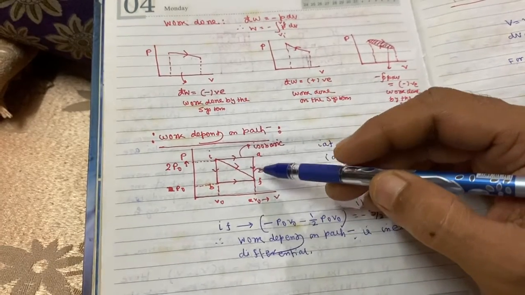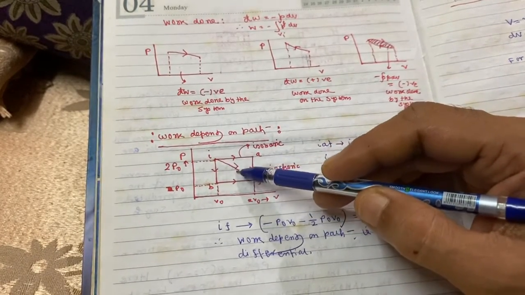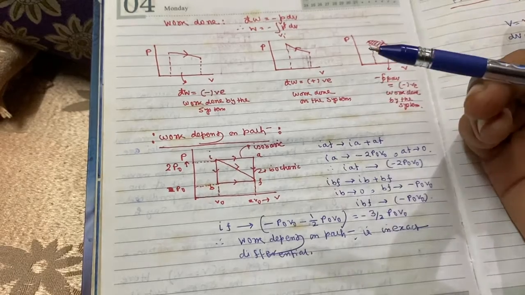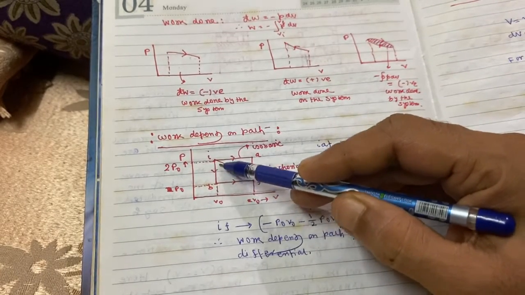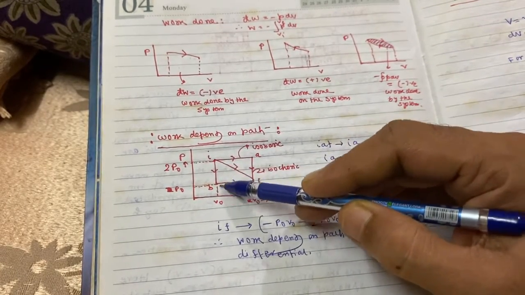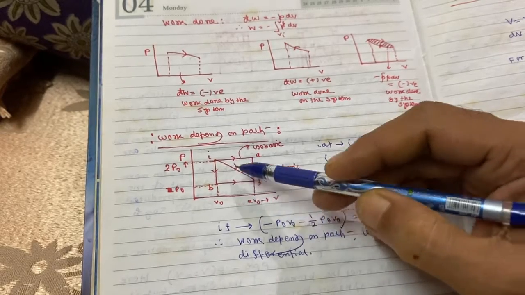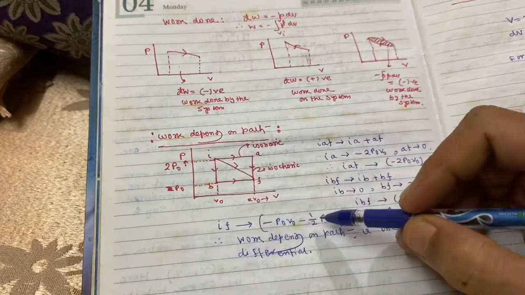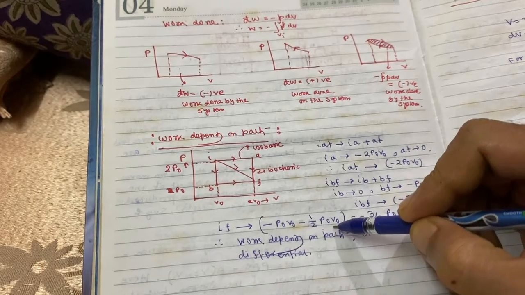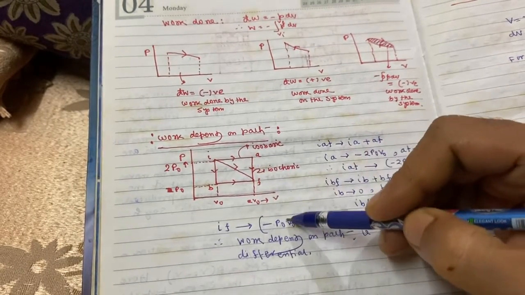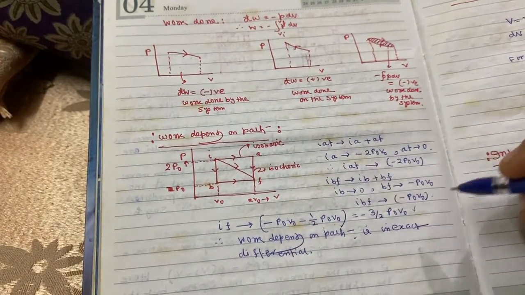For IF curve, what will be the total work done? Work done is the area under this triangle and the area under this rectangle. For this triangle the area is minus half P0 V0, and this is minus P0 V0, total minus 3 by 2 P0 V0.